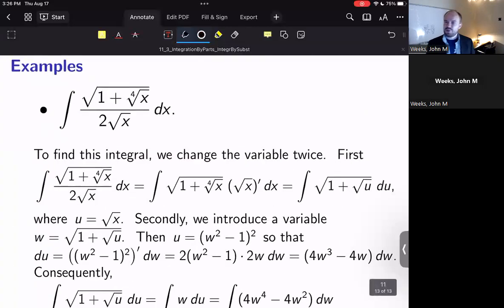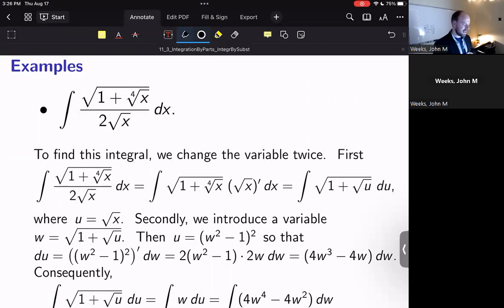Let's do one more example to show the versatility here of the u substitution way. So let's take the indefinite integral of this function. This is the square root of 1 plus the fourth root of x in the numerator, divided by 2 square root of x, all dx. To find this integral, we're going to change the variable 2 times. We're going to choose 1 first. That allows us to think about getting the denominator out of the way.